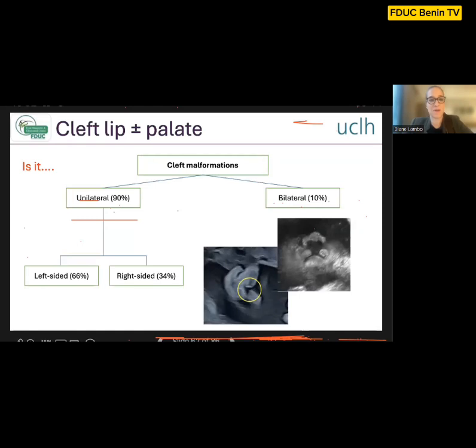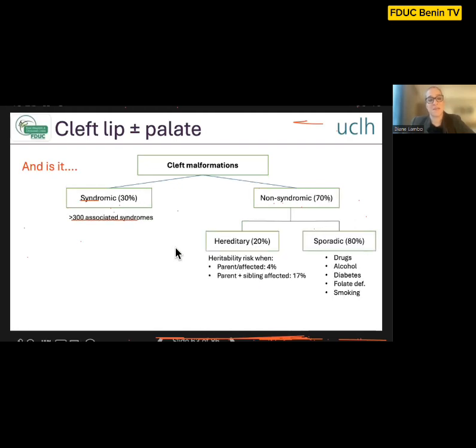So just a brief word about cleft. Whenever you see a cleft, what you really want to ask yourself is first, is it unilateral? Is it bilateral? You can see a unilateral cleft here, which is highlighted by the yellow circle, compared to a bilateral cleft where you've got a much wider defect. Unilateral tends to be the most common, and with unilateral clefts, it tends to be on the left side rather than the right. The second question you want to ask yourself is, is it syndromic or is it non-syndromic?